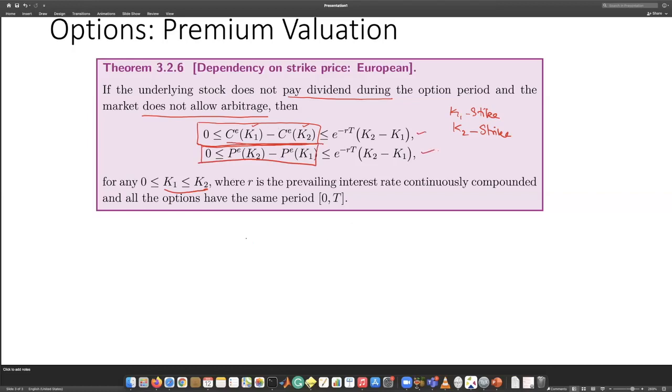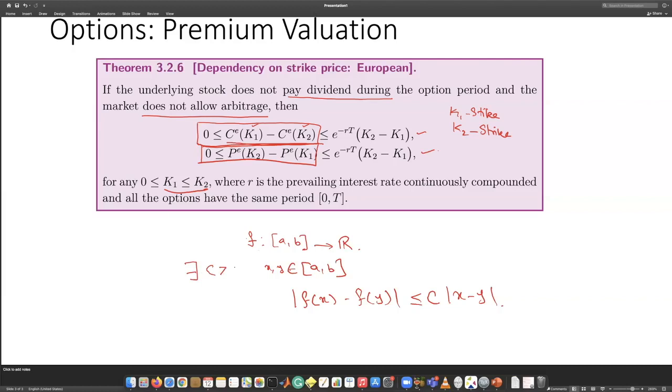What is the Lipschitz condition? If you recall, if a function f is defined on an interval, say (a, b) to R, then you say that it is Lipschitz if for any x, y in the interval (a, b), you have |f(x) - f(y)| is less than or equal to some constant times |x - y|. So this should happen for all x and y. Therefore, you say that f is Lipschitz if there exists a constant c greater than 0 such that for any x, y, this happens.